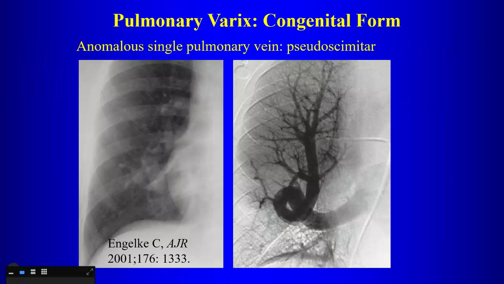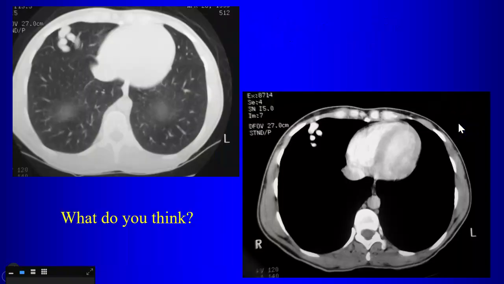partial anomalous pulmonary venous return. Right, so the pulmonary vein should go where? To the IVC, right. So this is called pseudo-scimitar. It's still draining to the left atrium, but you have a tortuous vein here. So this is a congenital form, pseudo-scimitar, okay?